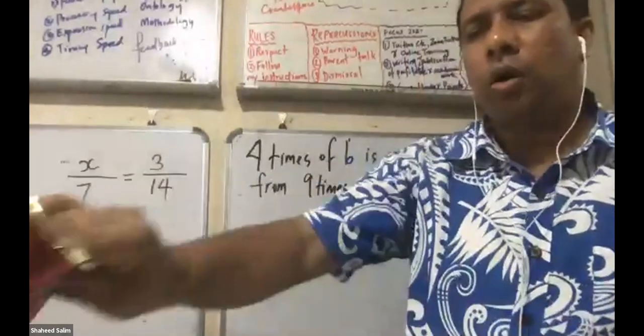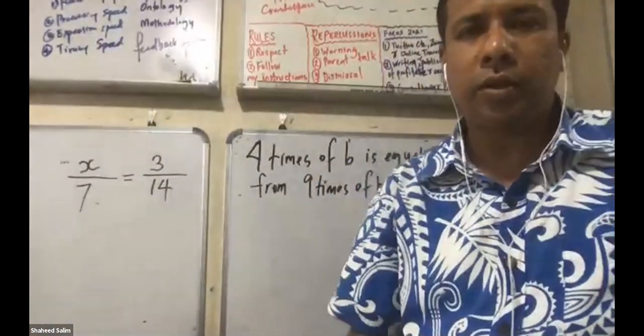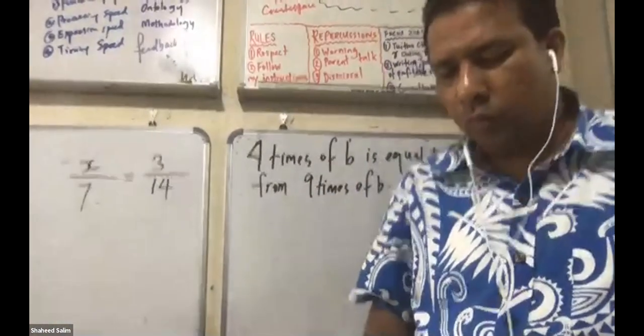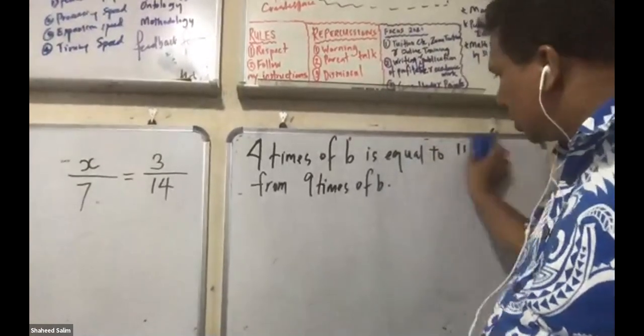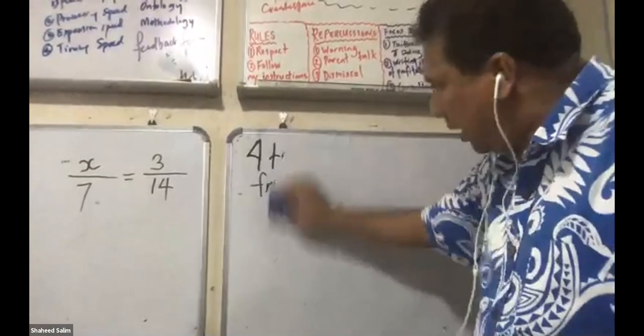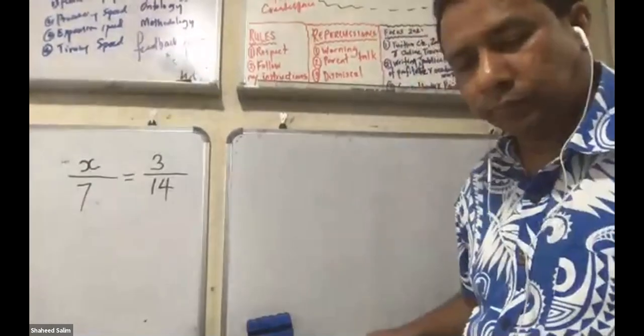2.2. 2.2, well done. Okay, thank you. Okay, we do another one or two questions more. So this is like, I think you're finding algebra easy.